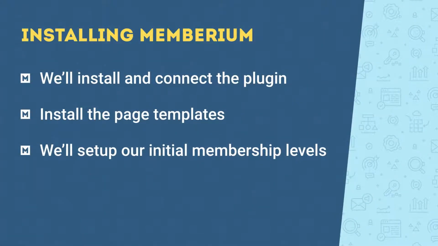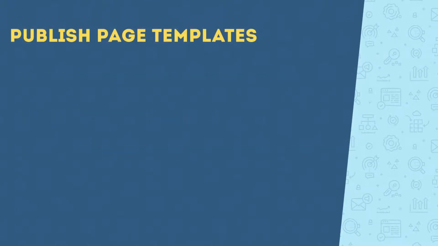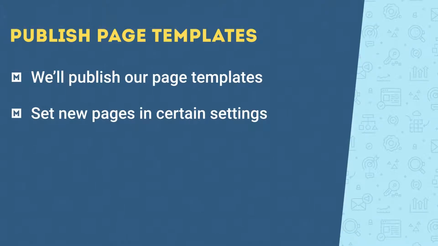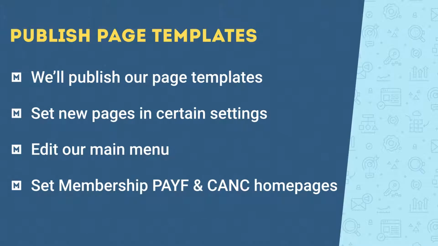We're going to move on to the next step. And the next step is, again, super easy. We're just going to publish the page templates together. So we're going to publish the page templates that we just had installed for us. We're going to set a couple new pages in a couple different places. I'm going to walk you through that. And then we're going to also edit our main menu. And then lastly, I'm going to show you how to set the membership, payment failure, and cancellation home pages. So I know there's a couple things there. Don't worry, I'm going to walk you through it step by step.